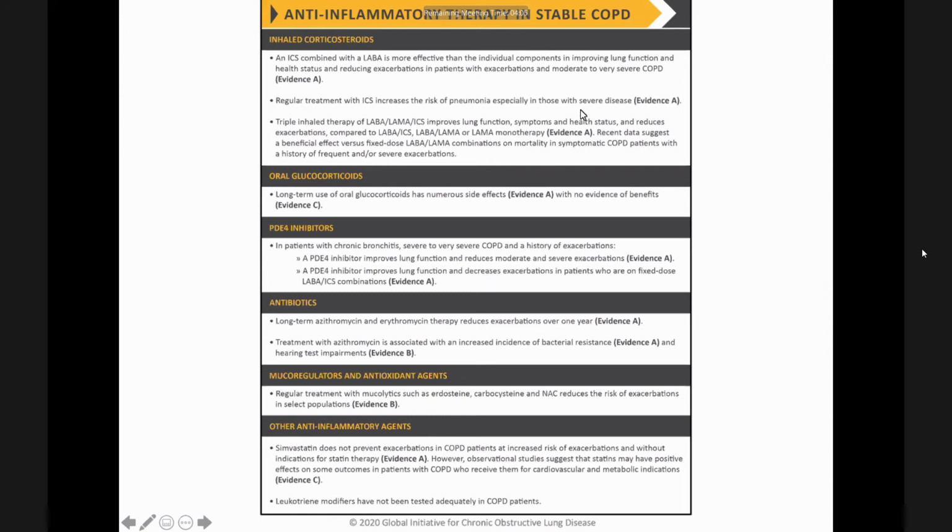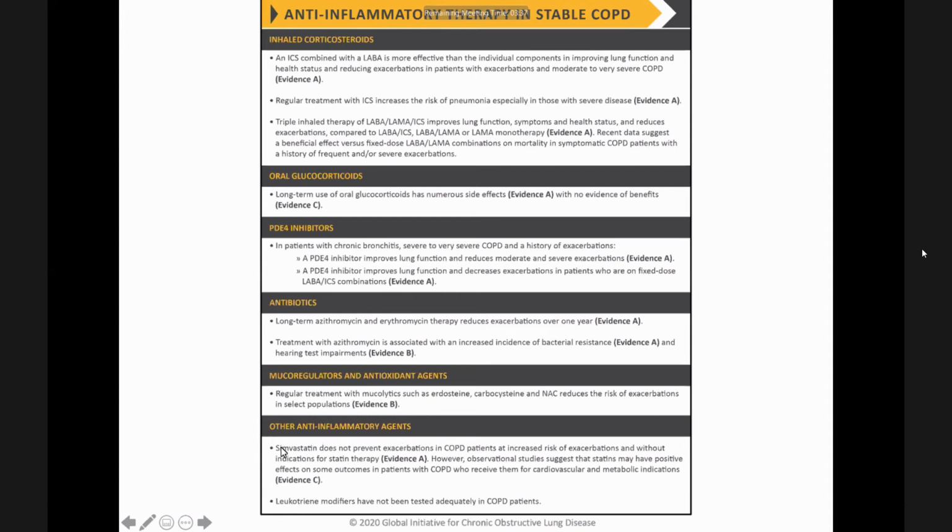Okay, so on this, and the antibiotics. So long-term azithromycin or erythromycin therapy reduces the exacerbation over 1 year. So in this, the azithromycin is not used as an antibiotic; it is used as an immunomodulator. Okay, so immunomodulators you can use, and mucoregulators and antioxidants can be used like carbocisteine, erdosteine, or N-acetylcysteine can be used. So it reduces the risk of exacerbation in selected populations.